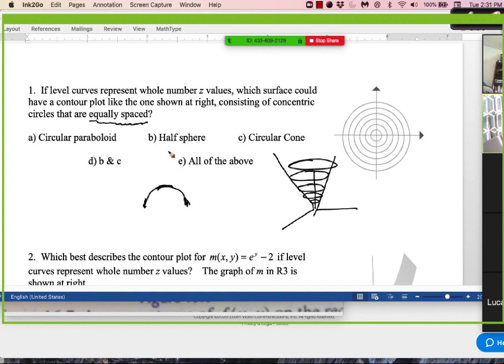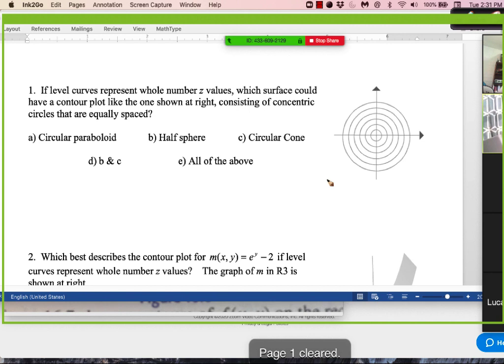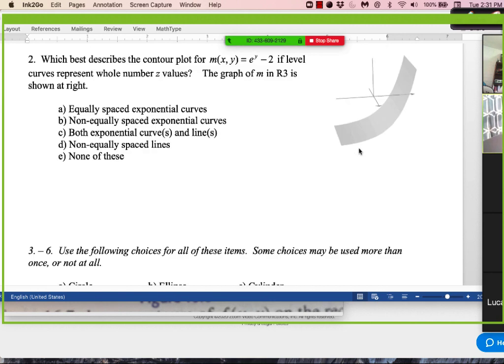So for these two, you won't have equally spaced contours. You'll have concentric circles, but they won't be equally spaced. So the answer to 1 is C, circular cone. Just shout out with your questions if you have any.